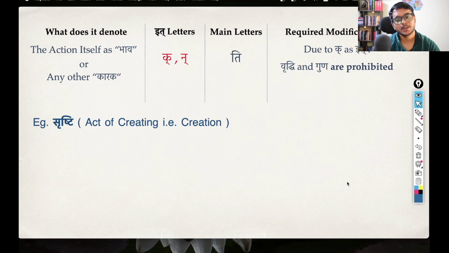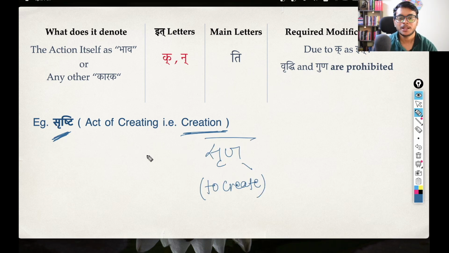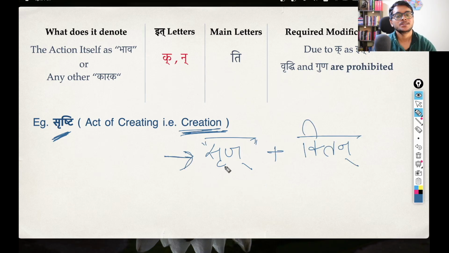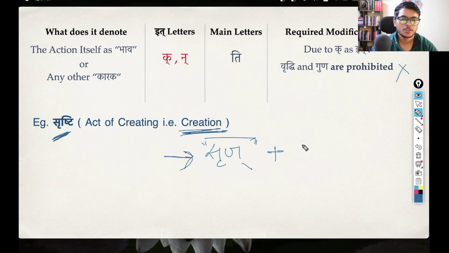Okay. Let us move on and take another example. This is the last example we will see, Srishti. And Srishti means the creation, right? Srishti is this entire manifestation, this entire creation. And this pratipadika is coming from srij dhatu. Srij dhatu means to create, to produce in that sense. So when modifying srij dhatu using tin pratyay, we know vriddhi and guna are prohibited. So srij dhatu is simply going to combine with this ti.